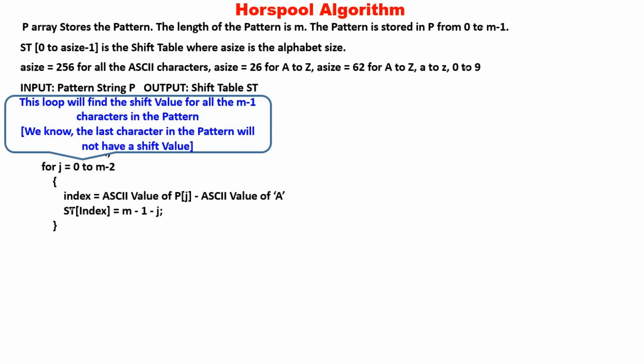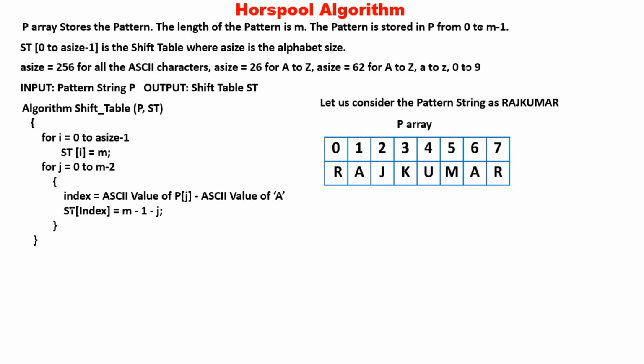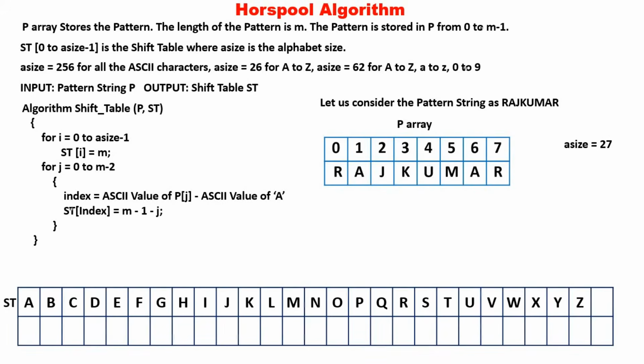I think with an example it will be more clear. This loop will find the shift table for all the m minus 1 characters in the pattern. We know the last character in the pattern will not have a shift value. Now let us consider the pattern string as Rajkumar. Yes, Kannada superstar Rajkumar. P array, Rajkumar is stored from 0 to 7. 8 characters are there, 0 to 7. A size 27, capital A to capital Z, and blank. So this is our shift table.